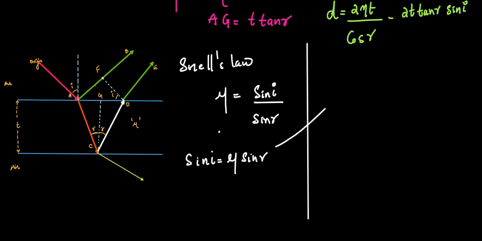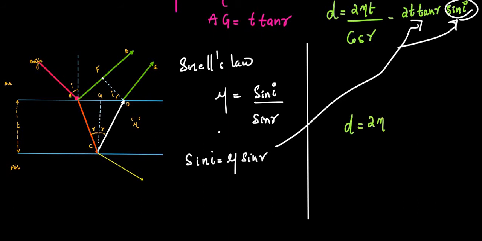So now I am going to substitute it here. I have sine i here. Instead of sine i, I am going to substitute mu into sine r. So the equation becomes d is equal to 4 mu t by cos r minus 2t tan r. Instead of sine i I have mu into sine r. I hope it's clear.